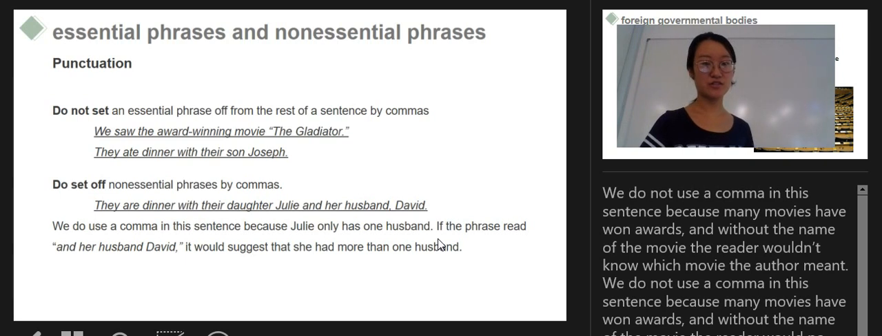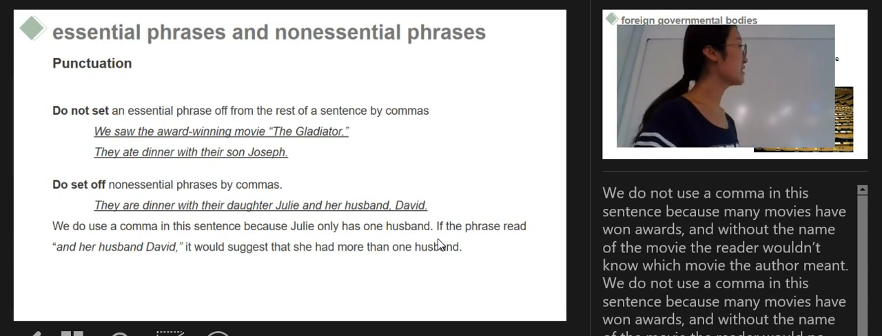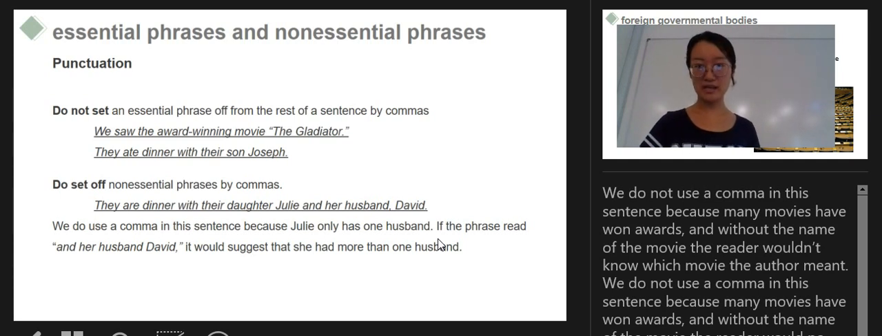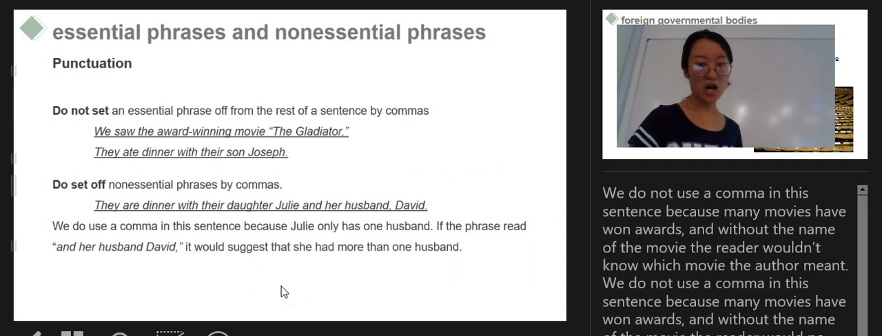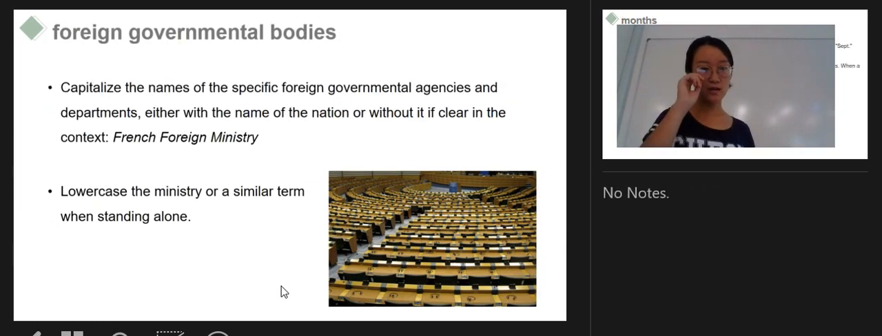An essential phrase and a non-essential phrase. Do not set an essential phrase off from the rest of a sentence by commas. Let's see this example. We do not use a comma in this sentence because many movies have won awards, and without the name of the movie, the reader won't know which movie the author meant. And do set off a non-essential phrase by commas, like this example. We do not use a comma in this sentence because Julie only has one husband. If the phrase read "and her husband, David," it would suggest that she had more than one husband.